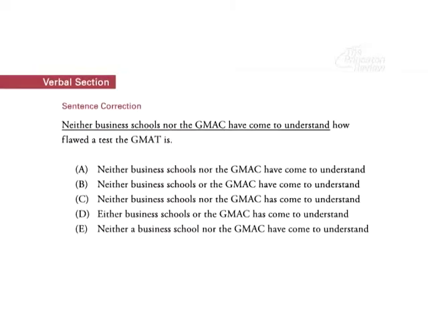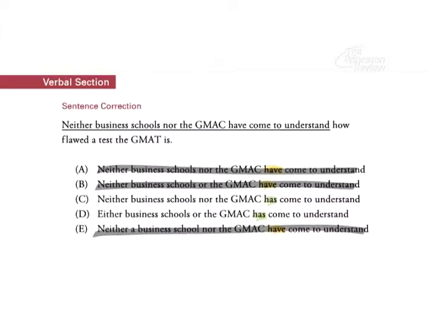To start with, there are three major groups of differences among the answer choices: neither versus either, or versus nor, and have versus has. Let's start with have versus has. Since we're saying neither B schools nor the GMAC, we're treating the subject as singular, and therefore the verb must be has. Therefore, using POE, we can get rid of A, B, and E.